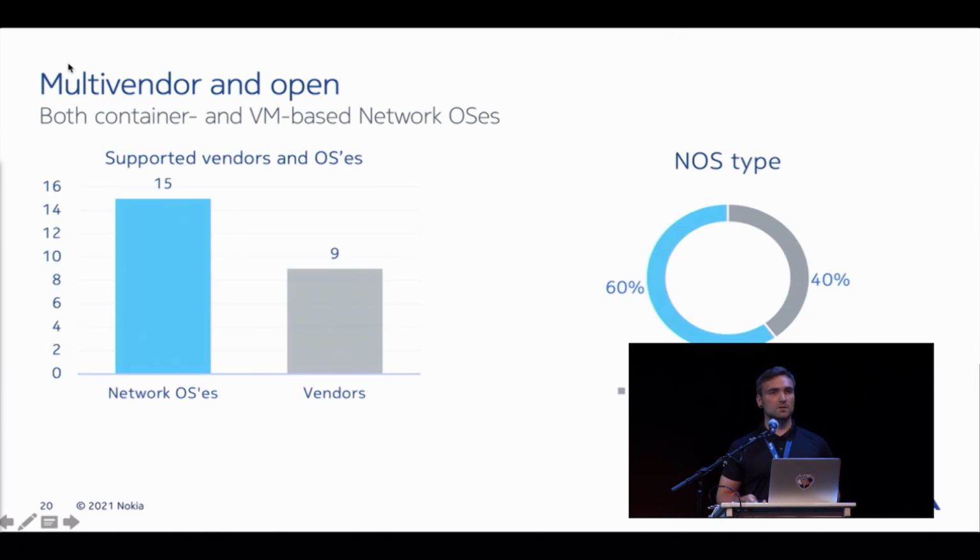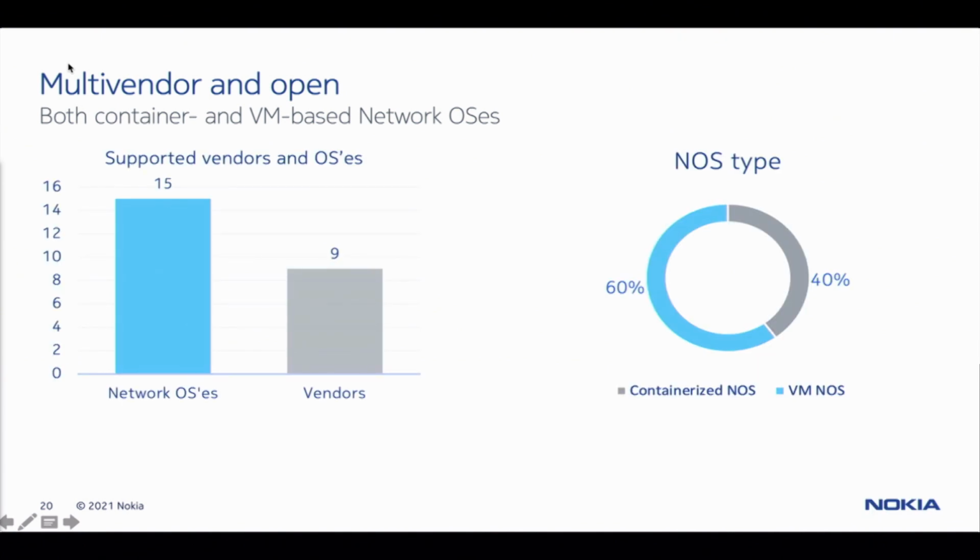But we do not only work with SR Linux and CEOS. We have 9 different vendors, and across these vendors we have 15 different network operating systems. The breakdown between containerized and virtual machine packaging is currently at a 60-40 rate. So 60% of the supported vendor images are VM packaged. But you see that the number of network operating systems in container packages is really astounding. It's 40%. That's a lot.